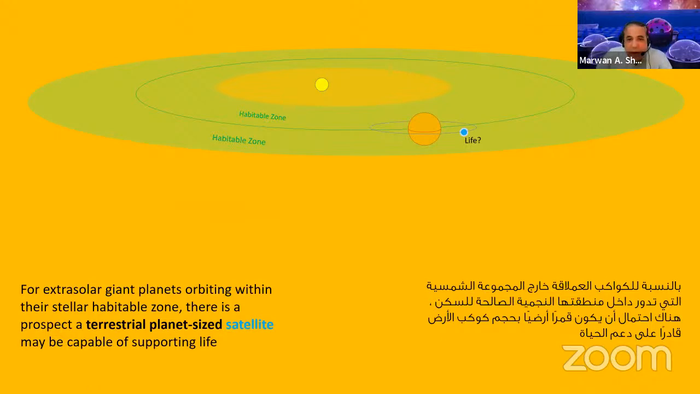Now, for extrasolar planets orbiting within their stellar habitable zone, there is a prospect of a terrestrial planet-sized satellite. That means if we have a star here and this is the habitable zone, which is cold in general, not hot, not very cold here, and if we have an object here, a terrestrial object at Earth size, for example, then we can ask ourselves, is there life there or not? Why? Because the parent planet orbits its star in the habitable zone. In this one, because it's gas, we don't think about whether having life or not. But here, the question becomes even more practical.